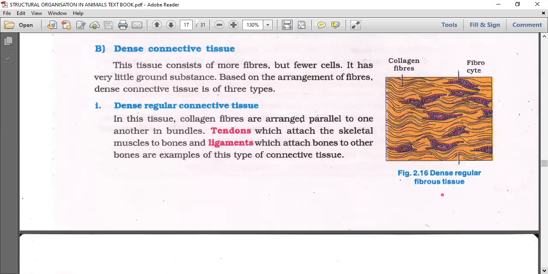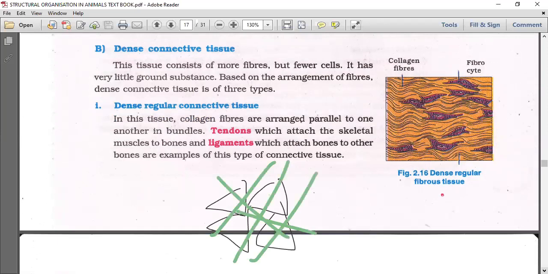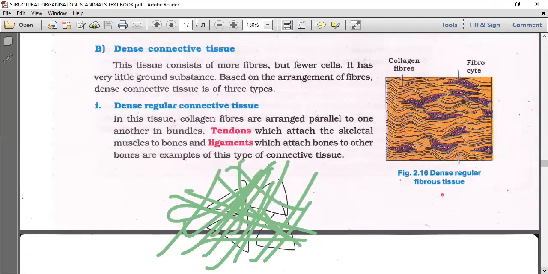That means the fibers and cells are going to be comparatively higher. Talking about the fibers here, a large number of fibers are present. The word dense directly indicates the presence of a larger number of fibers, fewer cells, and very little ground substance.